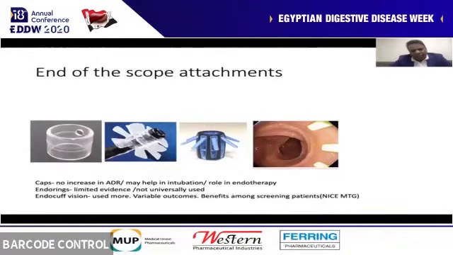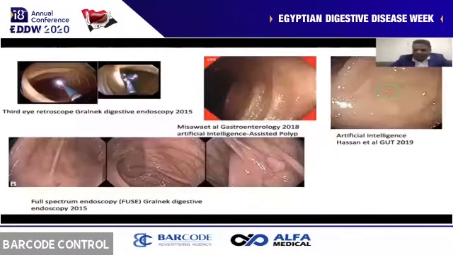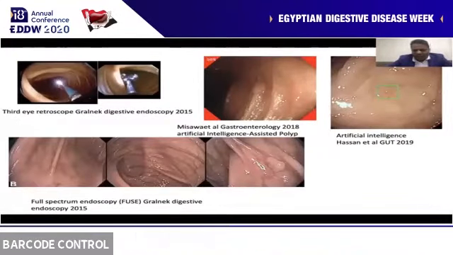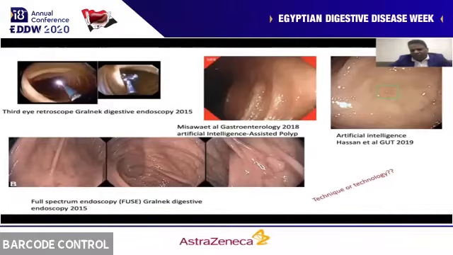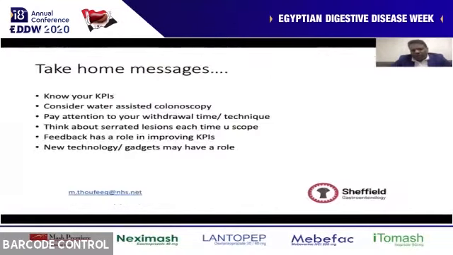The endo rings have limited evidence and they're not universally used. The endocuffs are used more, but they have variable outcomes, and the benefits tend to be more in screening patients. There are several technological advances that have been available, both in terms of the scopes as well as artificial intelligence. Often the question asked is, is it technology or technique? My take-home message for you is technology does complement, but technique is more important.